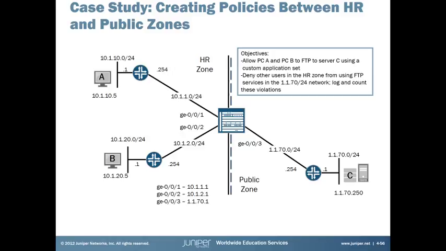The objectives are to allow PCA and PCB, each of them in a different subnet there, to FTP to server C using a custom application set. We want to deny other users in the HR zone from using FTP services in the 1.1.70/24 network, and we'll log and count any attempts to use FTP. Okay. So let's look at a policy.